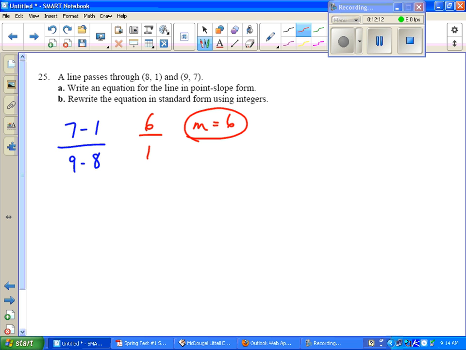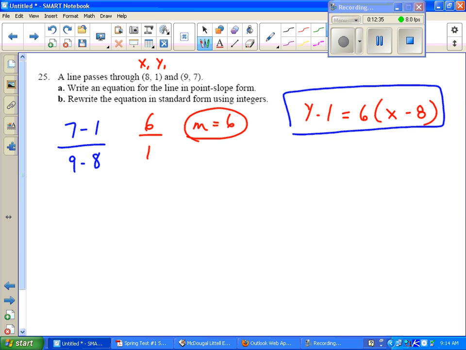When you're writing it in point slope form, it's y minus y sub 1. We have x sub 1, y sub 1 as (8, 1). So y minus 1 equals your slope, which is 6, times x minus x sub 1, which is 8. So your point slope form, your first answer for number 25, is y minus 1 equals 6 times x minus 8. Then B says rewrite it in standard form using integers. In order to do that, you need to simplify it. 6 times x and 6 times -8.